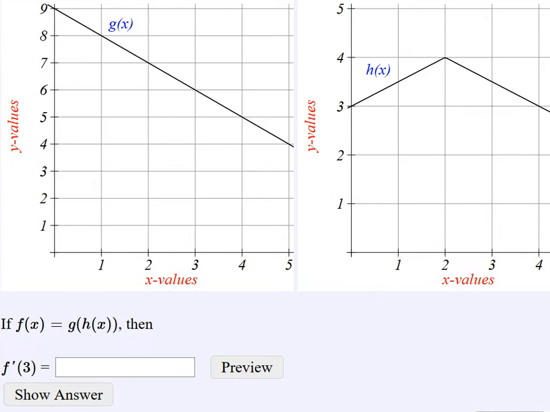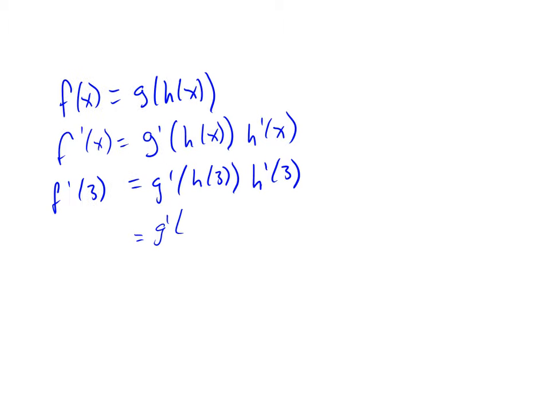And h of 3. So this is the graph for h. H of 3 looks like it's 3.5. All right. So back over to here now. So that was a 3.5 was the h of 3.